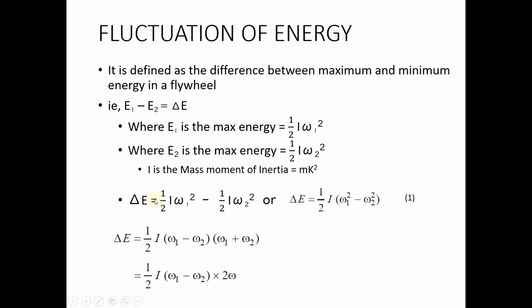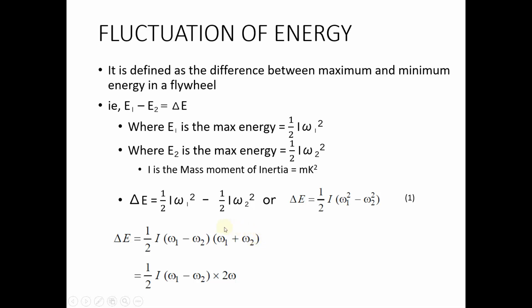Now delta E is represented as the difference E1 minus E2, that comes to half I omega 1 square minus half I omega 2 square, or we can write it like this: half I can be taken as a common factor into omega 1 square minus omega 2 square. So this equation omega 1 square minus omega 2 square, similar to a square minus b square, we can write it as a plus b into a minus b. So that is written here, half I into omega 1 minus omega 2 into omega 1 plus omega 2.